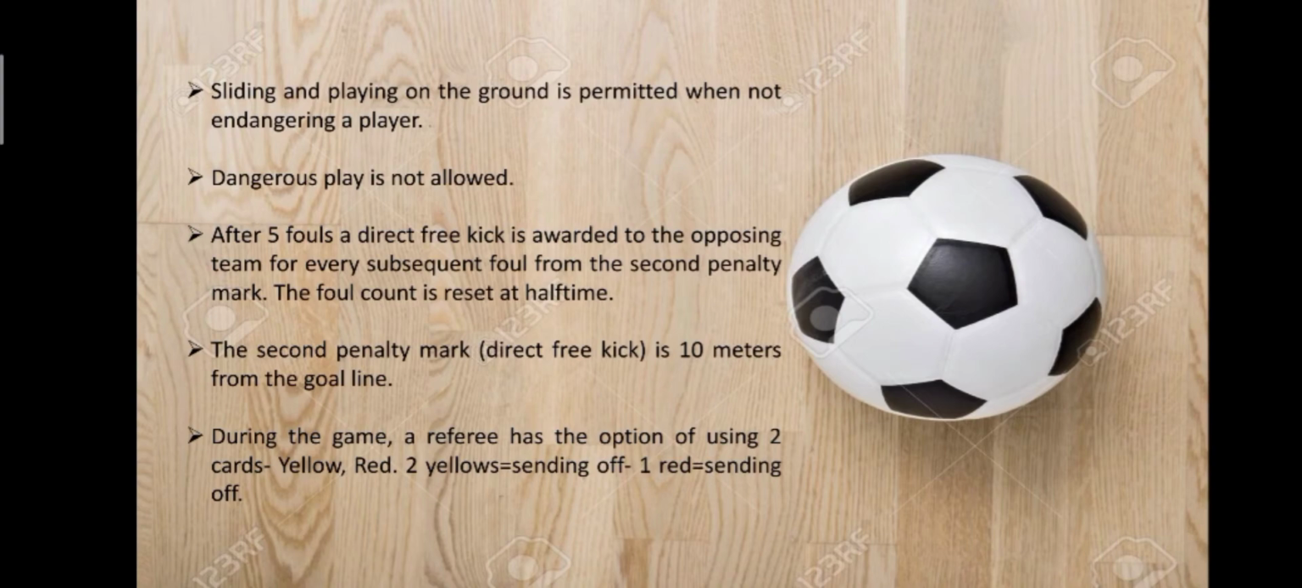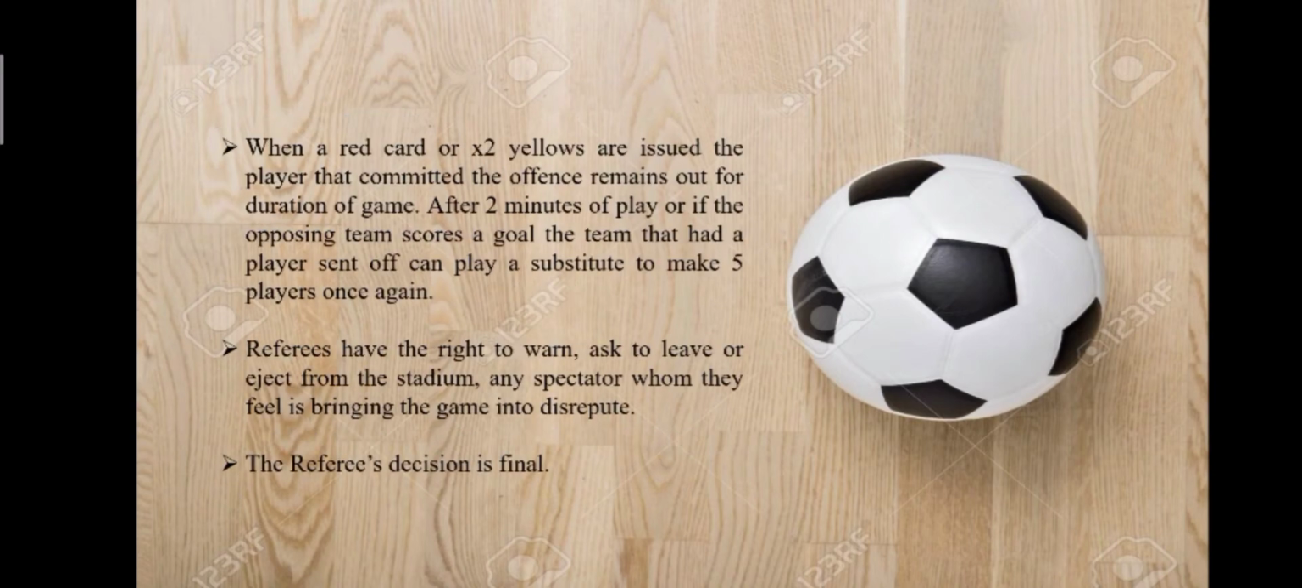During the game, a referee has the option of using 2 cards: the yellow and the red. 2 yellows means sending off, and 1 red means sending off. So when a red card or 2 yellows are issued, the player that committed the offense remains out for the duration of the game. After 2 minutes of play or if the opposing team scores a goal, the team that had a player sent off can play a substitute to make 5 players once again.